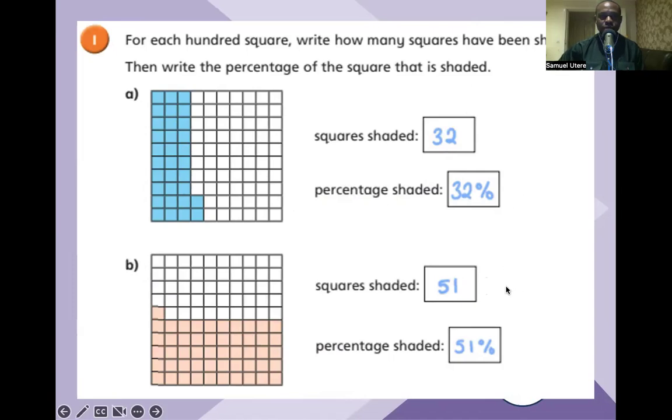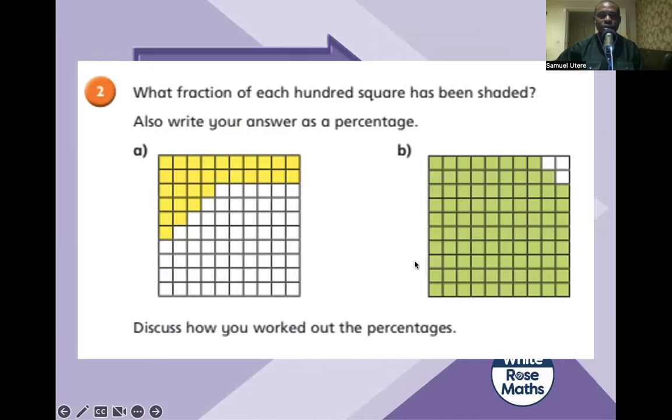Well done. Here you're asked, what fraction of each 100 square has been shaded? So pause the video and answer question 2 in 2 minutes.